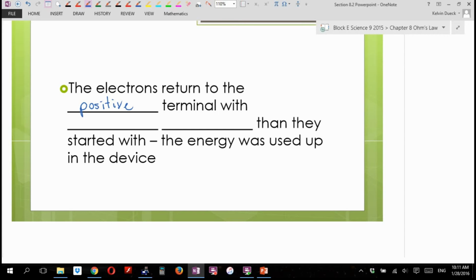But when they get to the positive terminal, Trevor, they have less energy. The same way as once the object that you drop hits the ground, it has less energy than it did when you were holding it up high. The energy was used up in the device. So far, so good. Let's get even more specific here.